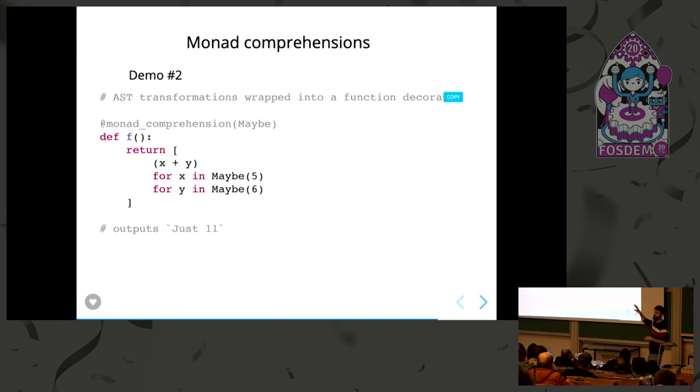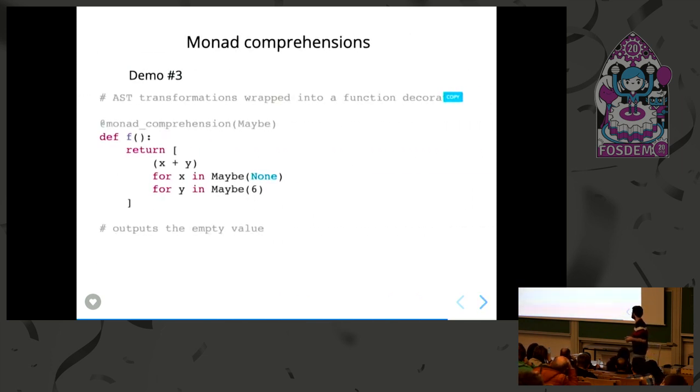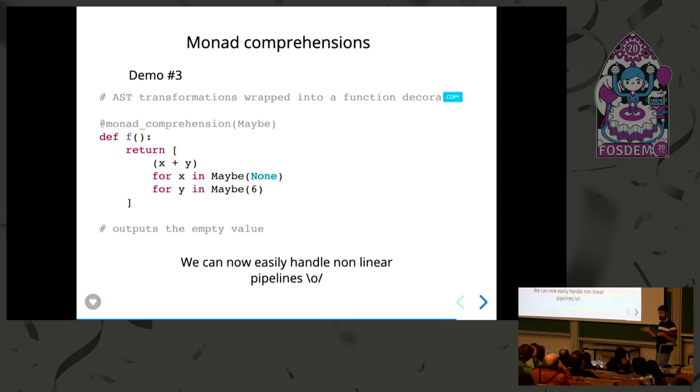Let's see another example with the maybe monad. Here we're just summing maybe 5 and maybe 6, and what we get is maybe 11. So f returns a maybe, not a list. And for x in maybe 5 reads as x equal maybe 5 dot value. Still with the maybe monad, but with one of the values being the empty value, we should get the empty value in the end, and it's indeed what we get. So now this is a solution to the nonlinear pipeline problem.